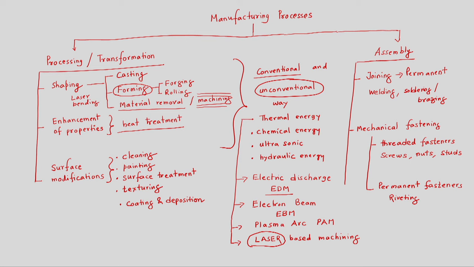Lasers are also used for surface modification, that is laser shock peening and laser texturing as well. Lasers are also used for coating operation. So laser based cladding we can do, or laser based deposition is also possible. So lasers are not only used in transformation operation, they are also used in joining operation, that is laser welding.